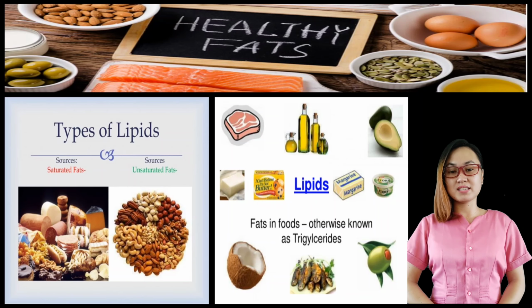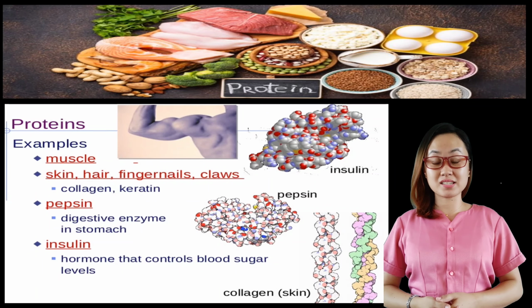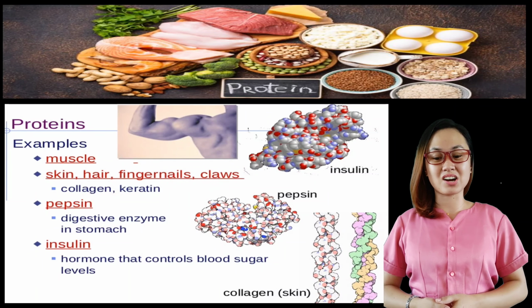So, an example is absorption. An enzyme is needed for the fast absorption of nutrients in our body. Also like in excretion, or the ejection of our waste products. Common proteins are found in our muscles, in the skin, hair, fingernails, and claws. Examples of protein are collagen and keratin. Under enzyme, there is pepsin, a digestive enzyme in the stomach, and insulin, the hormone that controls the blood sugar levels.